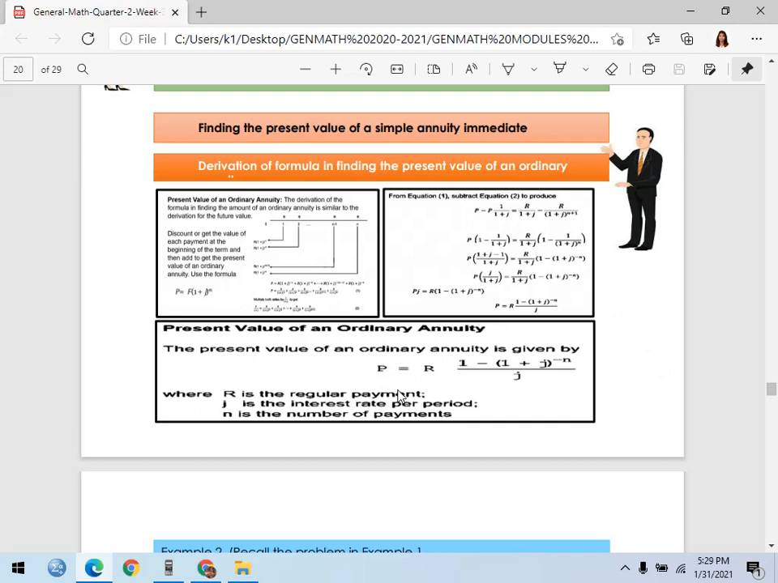Next, how to find the present value of a simple annuity. So, the formula in finding the present value of a simple annuity is P equals R times 1 minus 1 plus J raised to negative N divided by J. Again, to find the present value of a simple annuity, we have R times 1 minus quantity 1 plus J raised to negative N divided by J. So again, R here is the regular payment, J is the interest rate per period, and N is the total number of payments.